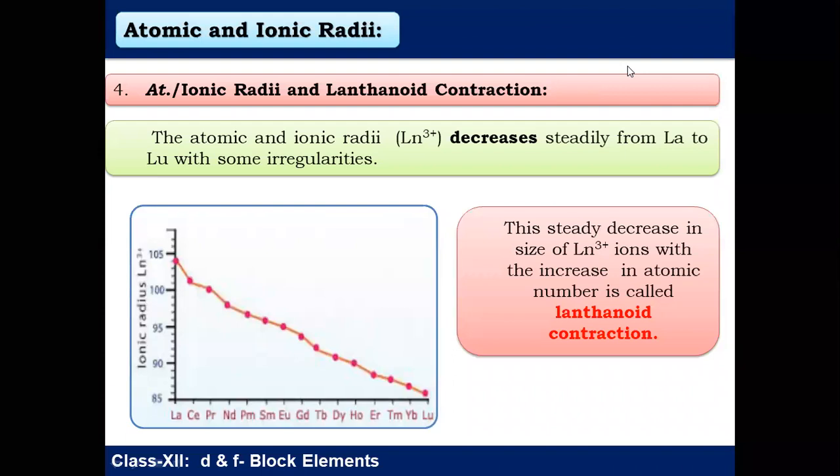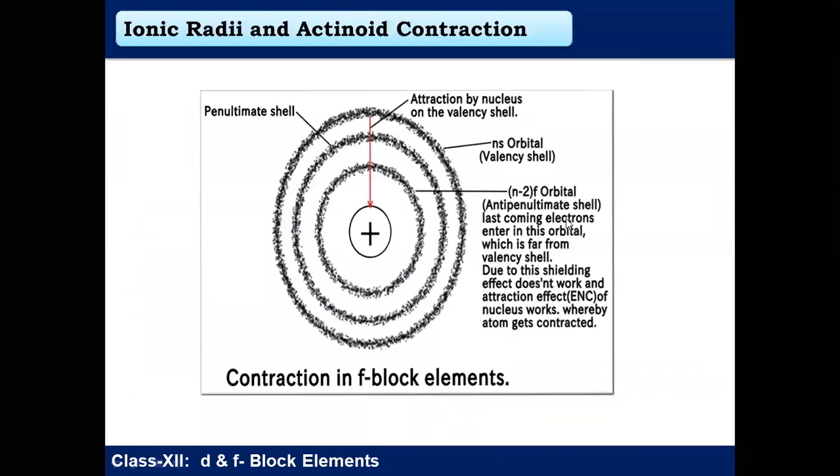Now we will move to the next part of the topic, which is why lanthanoid contraction is taking place. As I may ask you, the general electronic configuration of a lanthanoid element can be written as (n-2)f with x electrons, (n-1)d with y electrons, and ns with z electrons. So it can be written as 4f^x for lanthanoids in particular, then 5d^y, and then 6s^z.